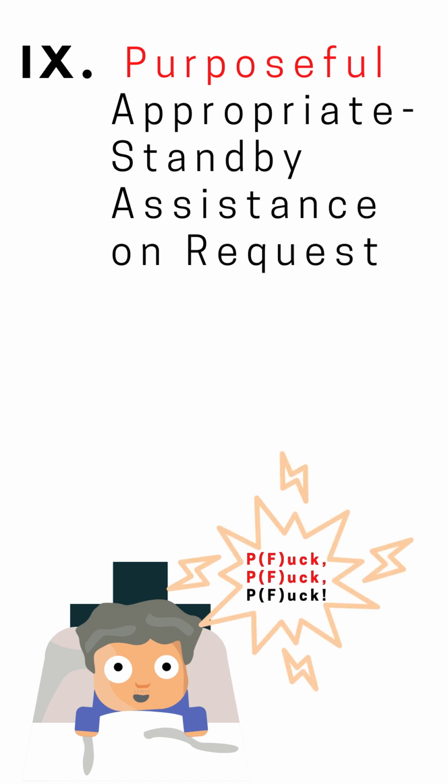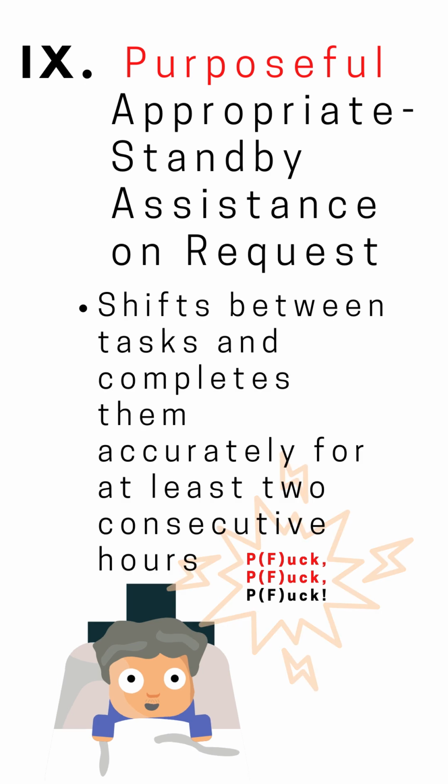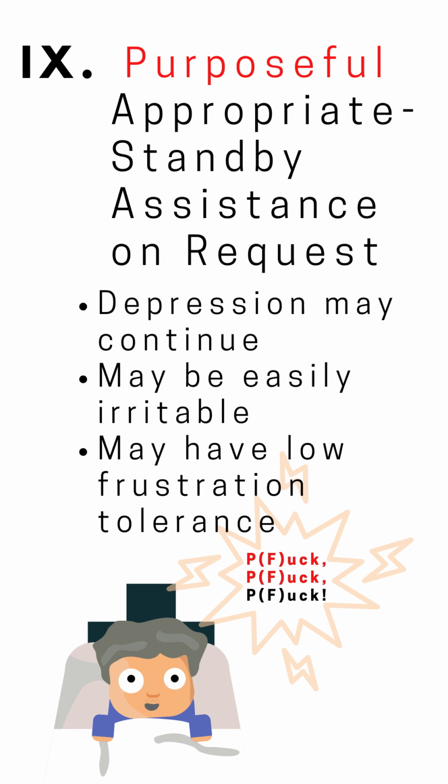The next is still purposeful appropriate, but with standby assistance on request, meaning that they have more autonomy to call for help when they feel that they need it. At level 9, they can multitask independently for at least 2 consecutive hours. Emotional traits are more pronounced compared to level 8. They can do the tasks mentioned in level 8, but with more autonomy in deciding when they will ask for help.